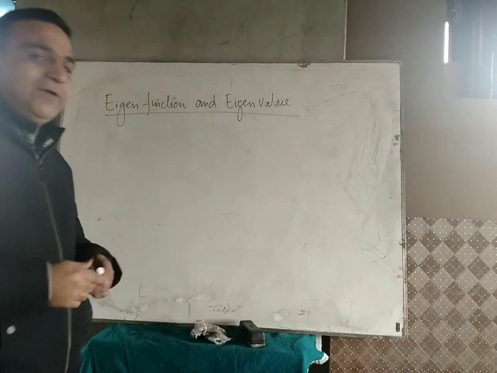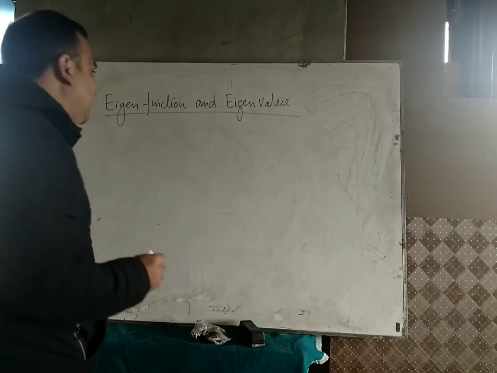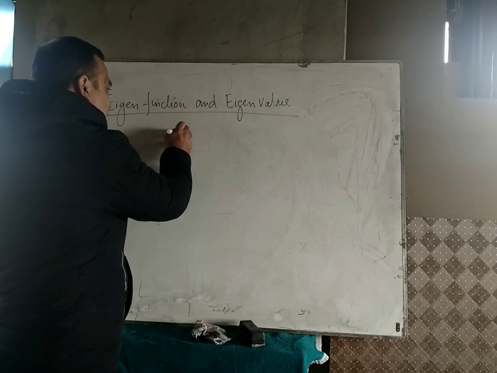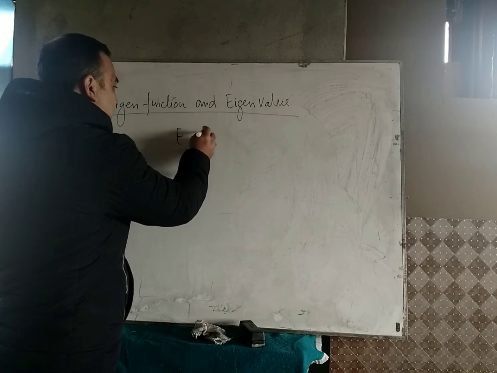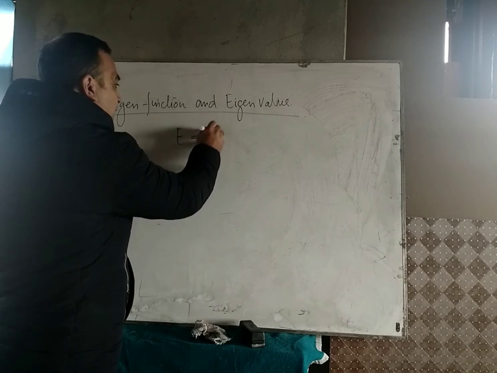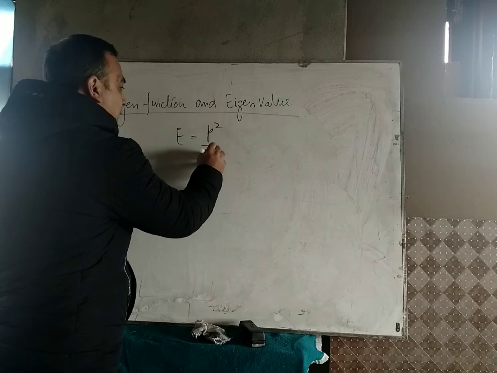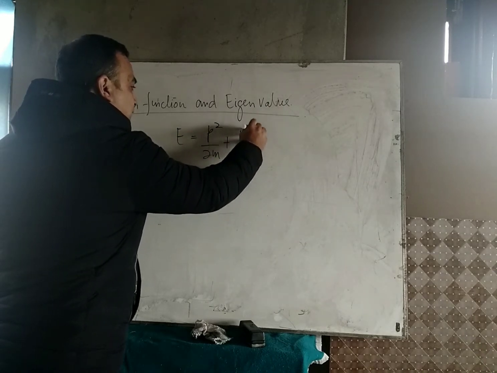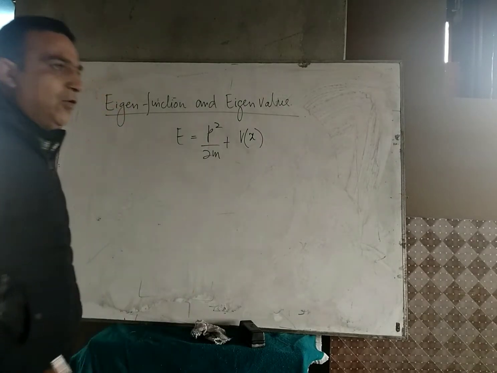To start with, I would like to write down the total energy of a bound system. Suppose E is the total energy. Now this will be the sum of kinetic energy and potential energy. I'm taking only one coordinate.